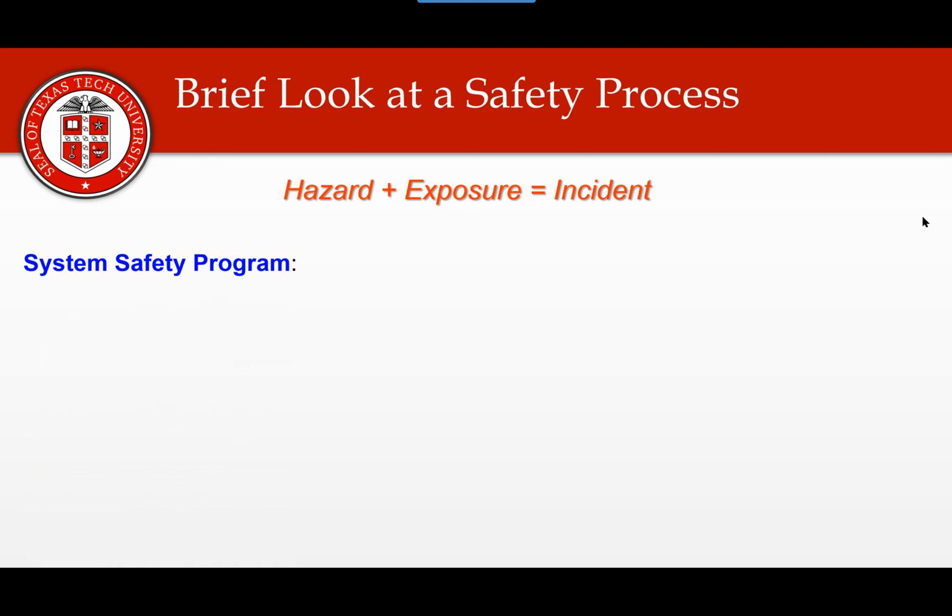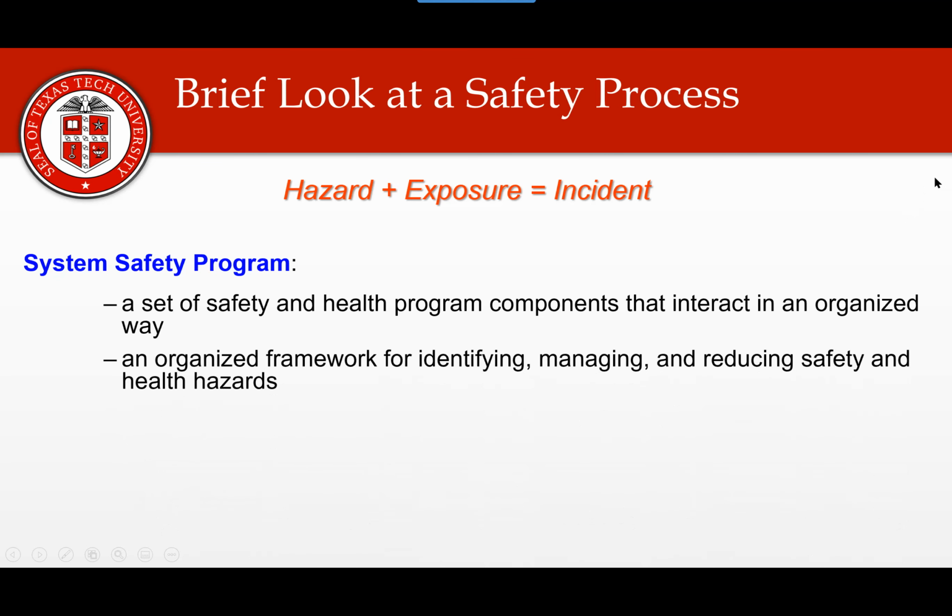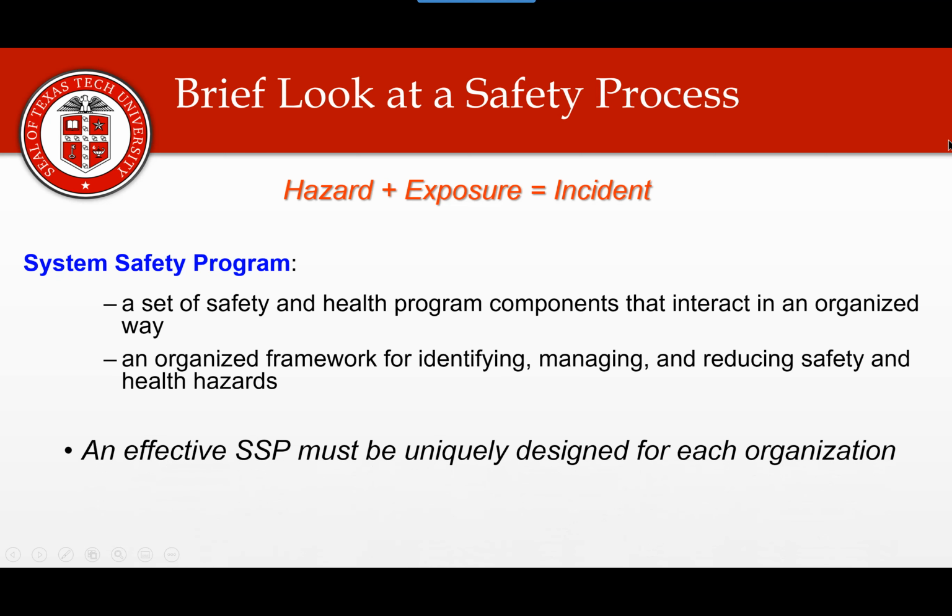A System Safety Program, or SSP, is a set of safety and health program components that interact in an organized way. In other words, our systems must be organized in order for us to have the biggest impact on safety in our organizations. It's also an organized framework for identifying, managing, and reducing safety and health hazards. Again, we're going to focus on hazards, finding them, identifying them, and reducing them as the core of our safety programs.